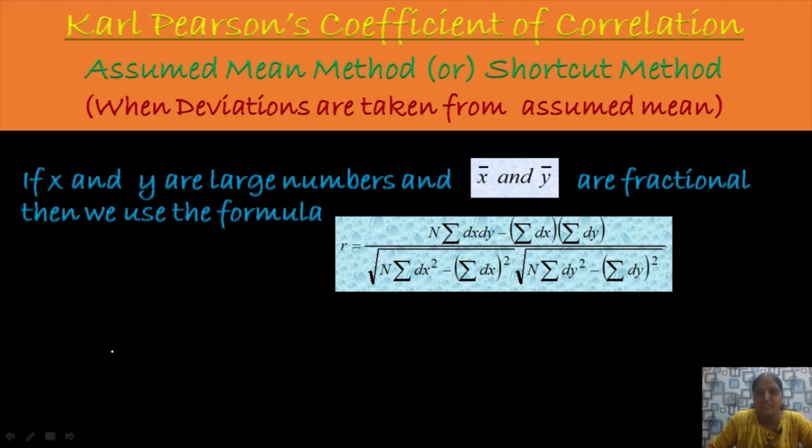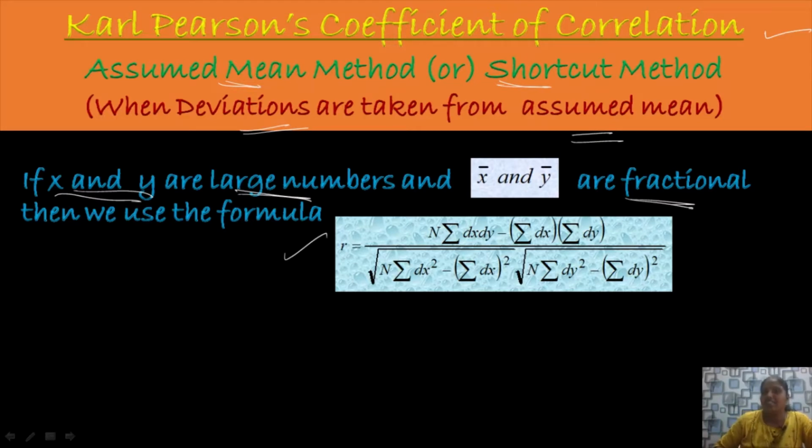Welcome to Math Quiz. In this video, I am going to explain how to calculate Karl Pearson's coefficient of correlation using the shortcut method or assumed mean method. Here, we have to take the deviations from an assumed mean. If the values of x and y are large numbers and also x bar and y bar are in terms of fractions, we make use of this formula to calculate Karl Pearson's coefficient of correlation.